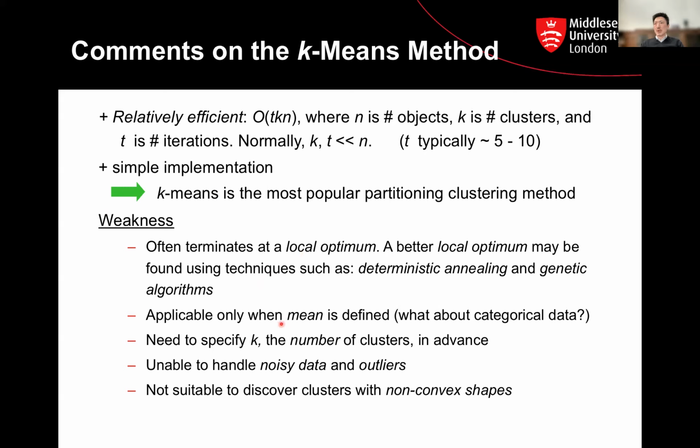It's also applicable only when the mean is defined. For example, if you have categorical or nominal data, it's difficult to know what the mean is. For example, if there is an attribute which indicates the color of the product, how do you calculate the average of the colors? There's no good way to do this. Then you need to specify K, and this is a bit difficult unless you have some knowledge about the data set. If you pick the wrong K, for example, there are actually 10 clusters in the data set and you said there are 5, then you're going to miss some clusters or group clusters together unnecessarily.